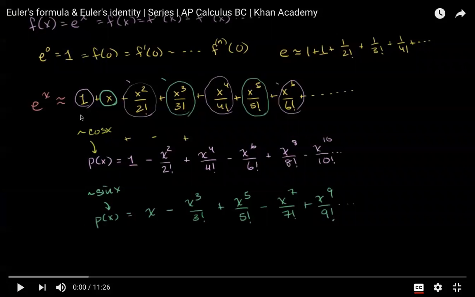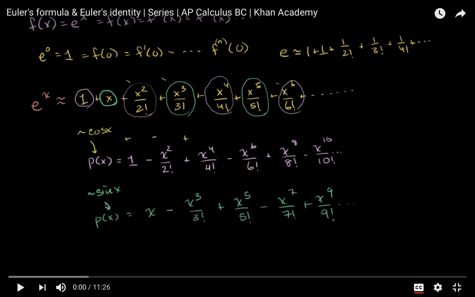A series looks like an infinite polynomial. It has infinitely many terms. This here is a series for cosine of x. This here is a series for sine of x. Now, if you take many terms and you plug in values for x, you get an approximation.